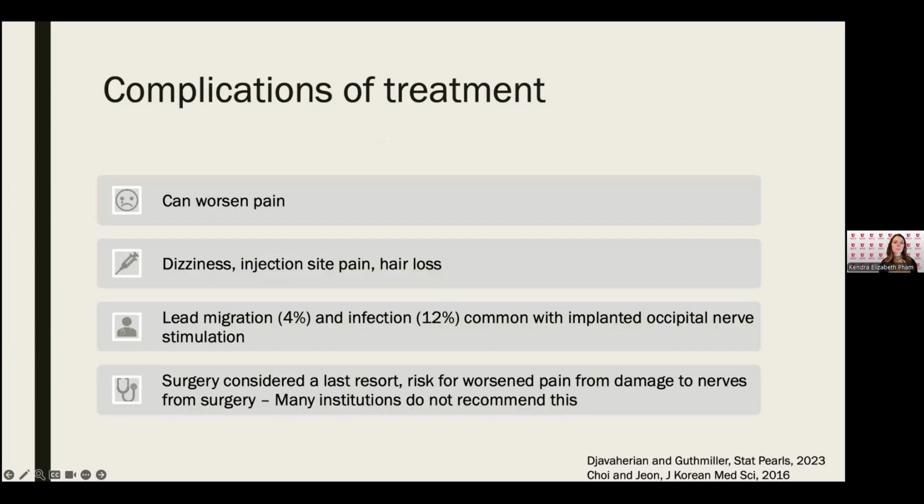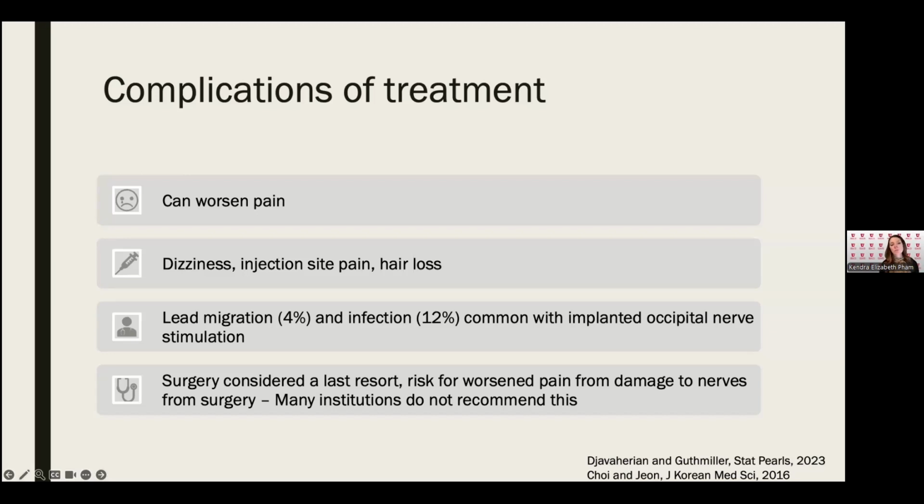I kind of talked about these complications of treatments as we went through, but some of these treatments can worsen pain. With nerve blocks, people can feel dizzy. They may have some pain at the injection site. And then if they're using steroids in their injection and not just the numbing medication, over time, you could see some hair loss in that area where the injection is. Because of that reason, I prefer to use just the numbing medication, but some providers do use the steroid in it. With the implantable nerve stimulators, as I mentioned, you can have migration of the leads and infection.